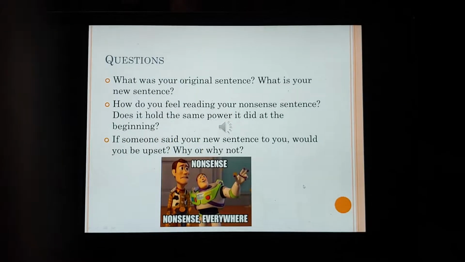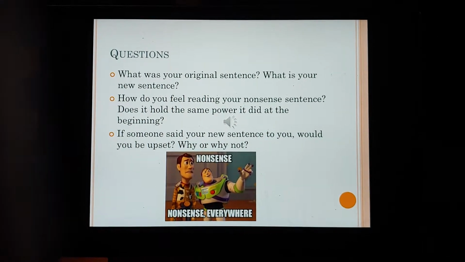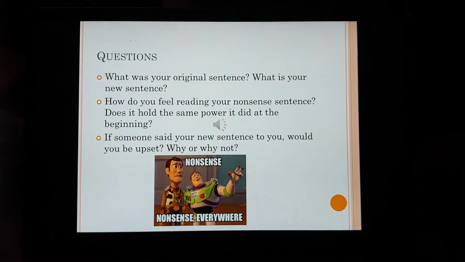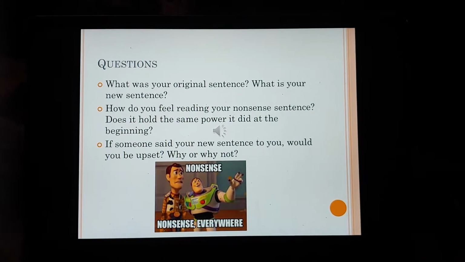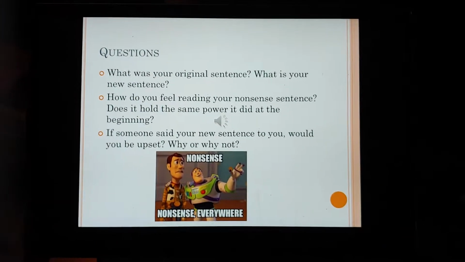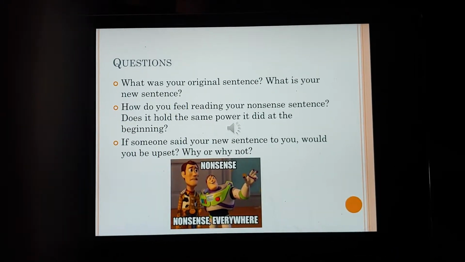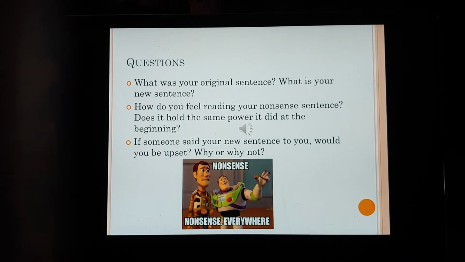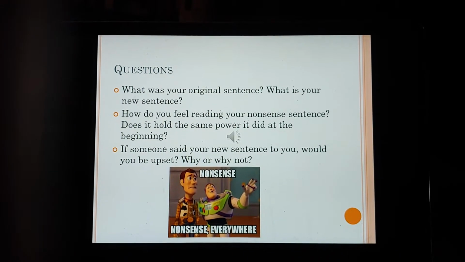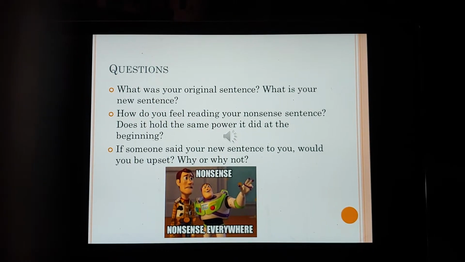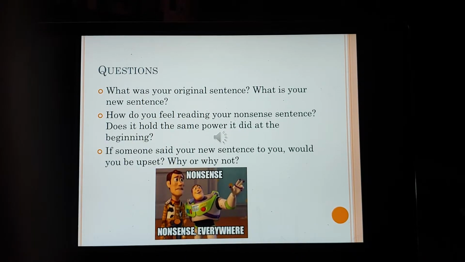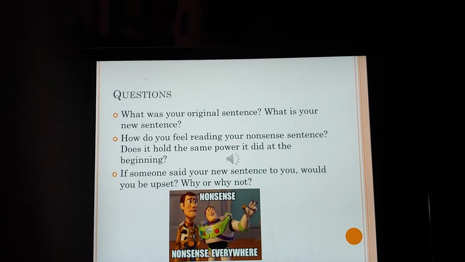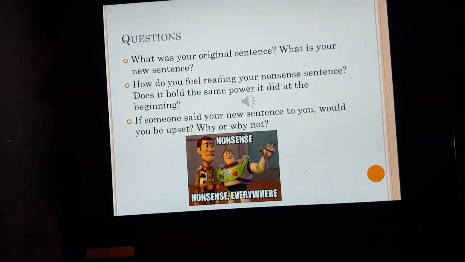These are the questions I included for the activity. First, what is your original sentence? What is the new sentence? And then the next response would be, how do you feel reading the nonsense sentence? Does it hold the same power over it as it did at the beginning? And the hope in this is no, even though it is made up of the same stuff, it no longer has the same meaning it did before. And then last, if someone were to say this new sentence to you, would you be upset? And then why or why not? Again, same basic idea. Hopefully, it's lost its power because it no longer has that meaning that we give to it, even though it's made up of the same letters.